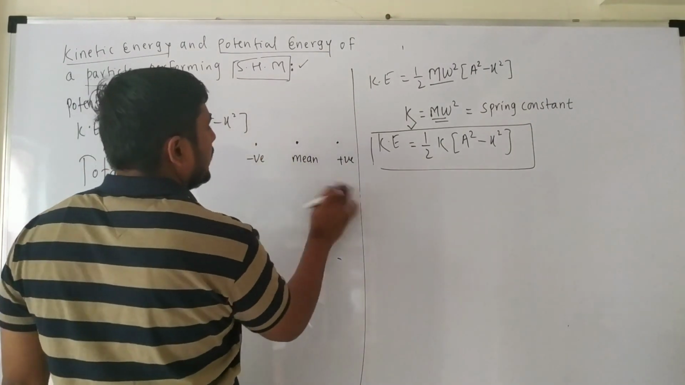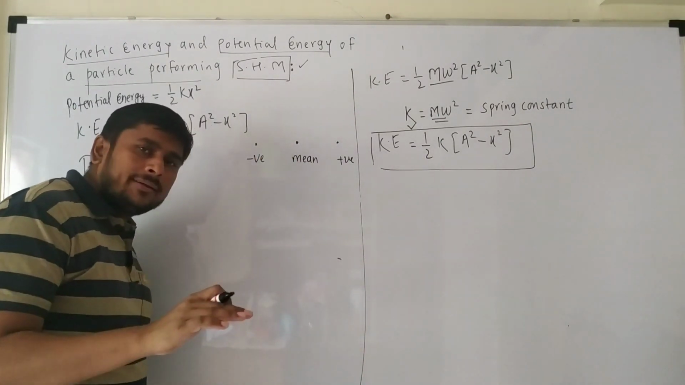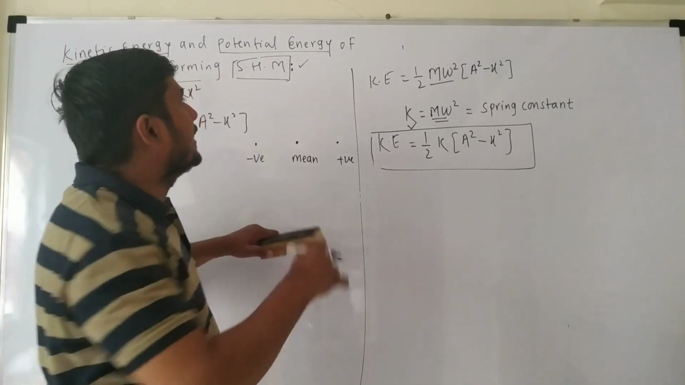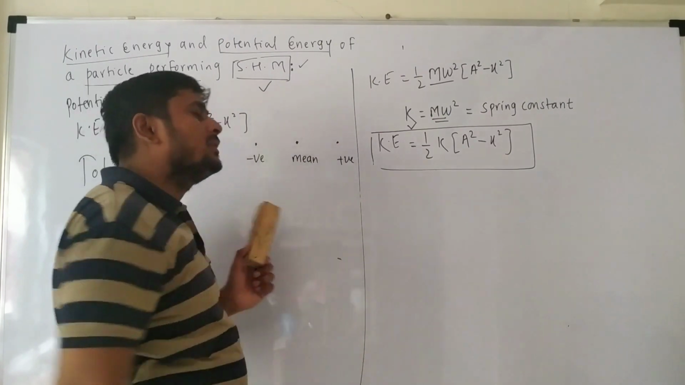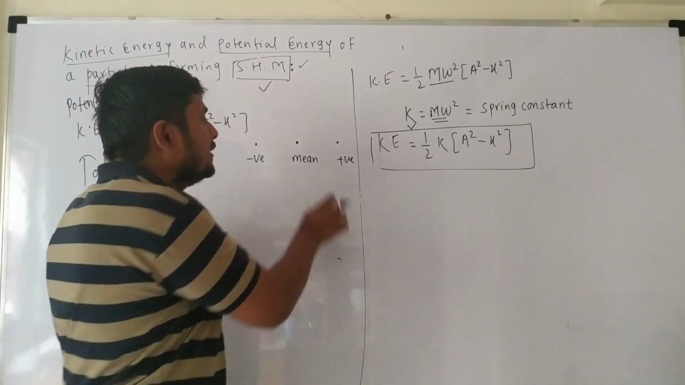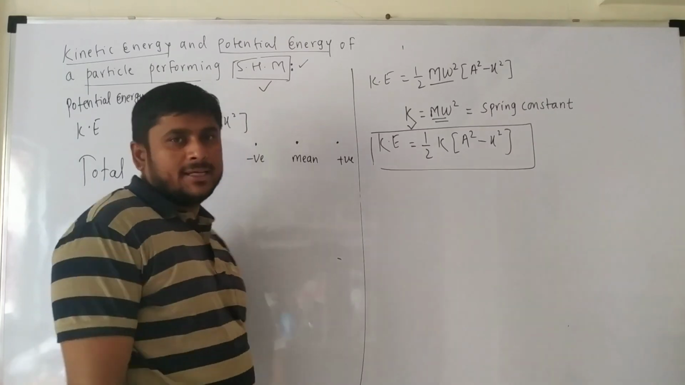So within these three positions, whether the total energy of the body is constant or not. If it is constant, then we can say that a particle performing simple harmonic motion follows the law of conservation of energy, right?